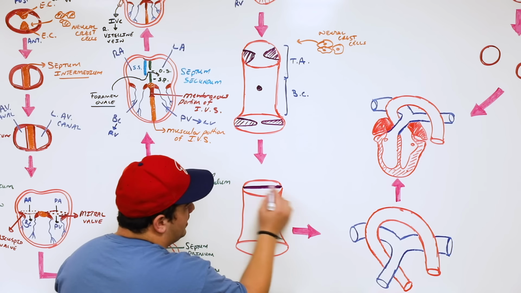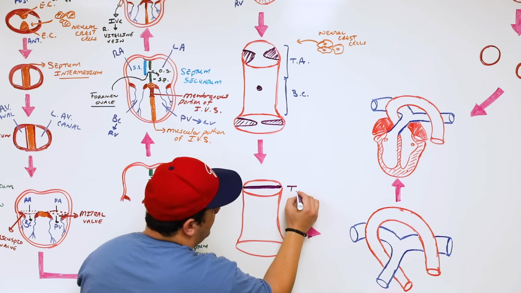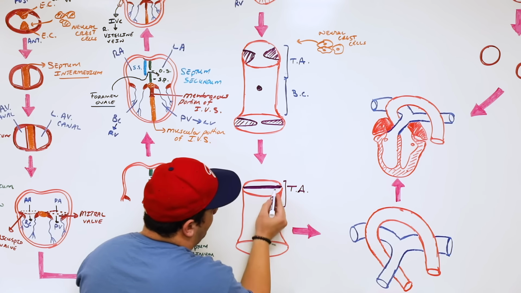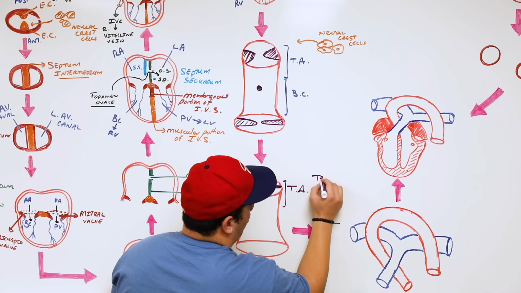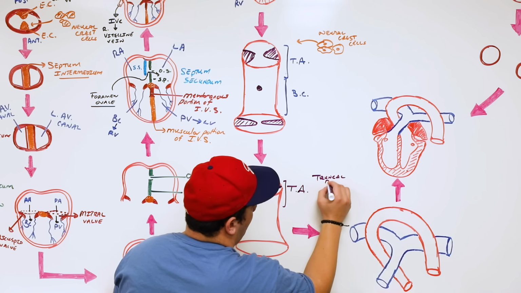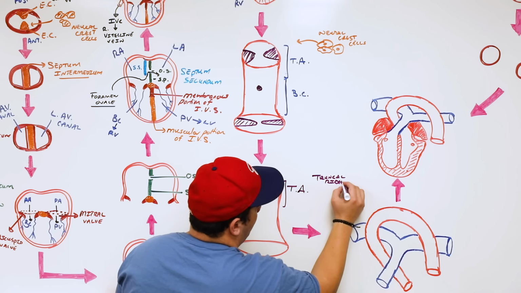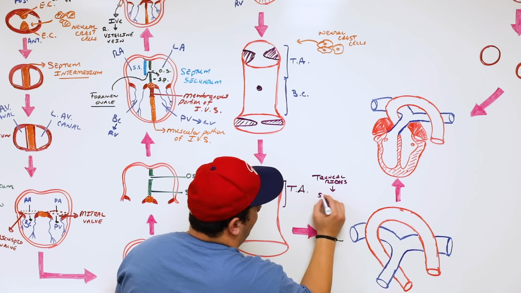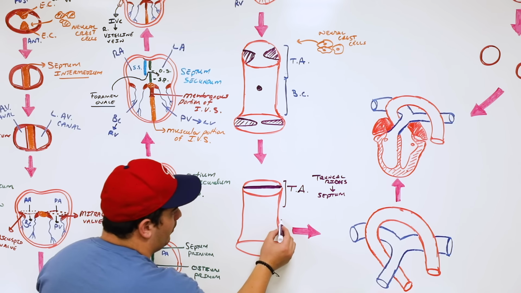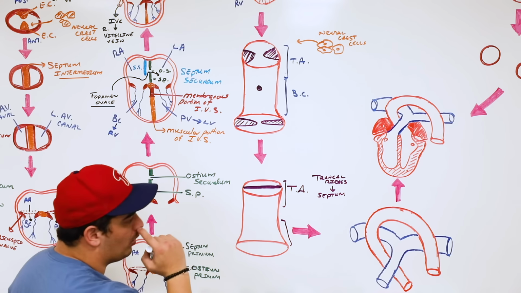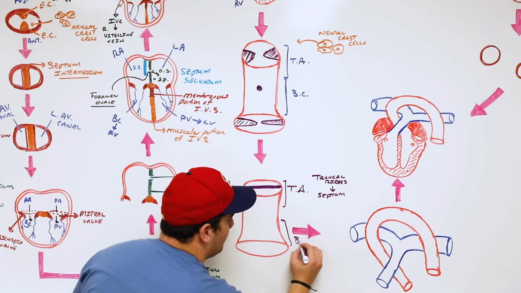But again, what happens at this level of the truncus arteriosus? This is going to be forming what's called truncal ridges. And what happens is the truncal ridges come together, fuse, and form a nice little septum there. Same thing at the bottom, here at that bottom portion where the bulbus cordis is.